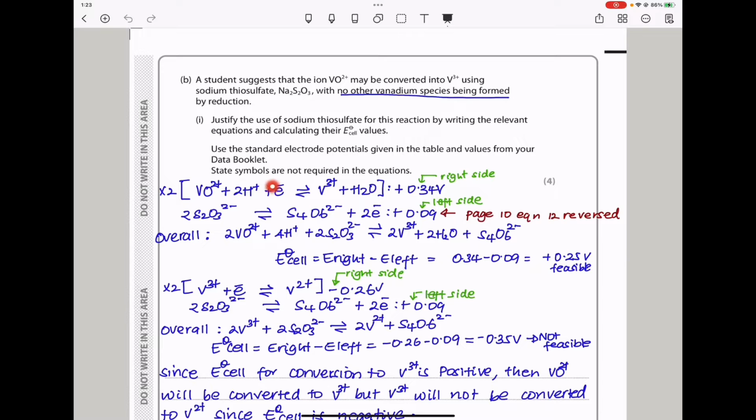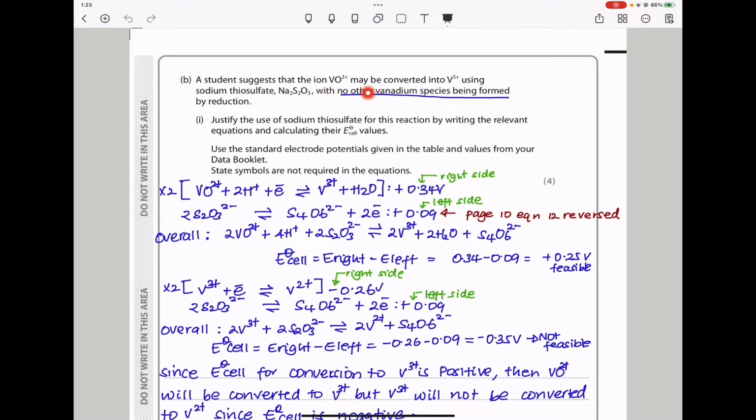So this is going to be reduced and that is going to be oxidized. So combining the two, I had to multiply by 2 here to make these electrons 2 as well, since this has 2 electrons. So combining, I get the overall equation. And the E theta for the cell is going to be E right minus E left. Remember, on the right side, we have what is being reduced. So since this is a reduction equation, this is going to be to the right. And this is oxidation, this is going to be to the left. So 0.34 minus 0.09, I got positive 0.25 volts. And this reaction is feasible. So thiosulfate is a suitable reducing agent for the conversion of vanadium 4 to vanadium 3.